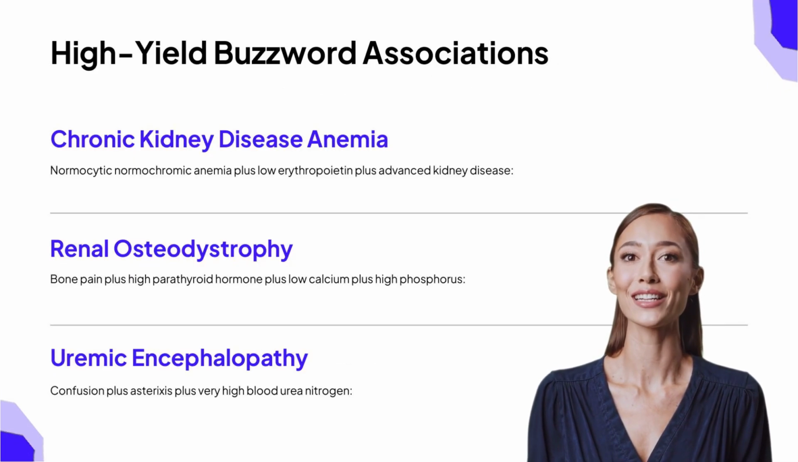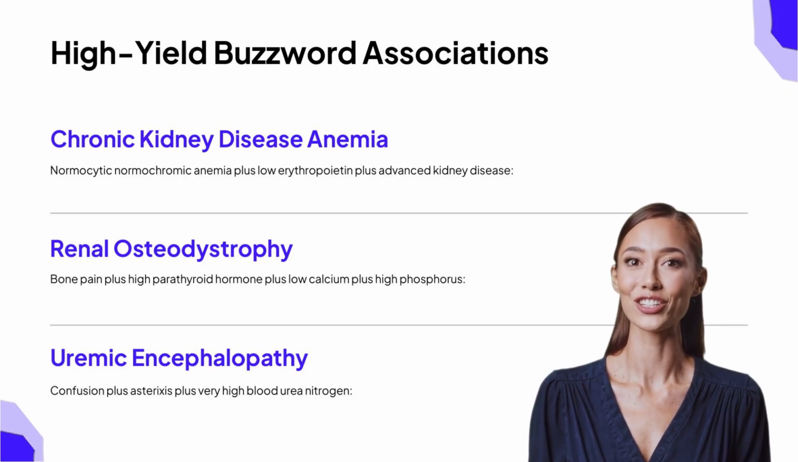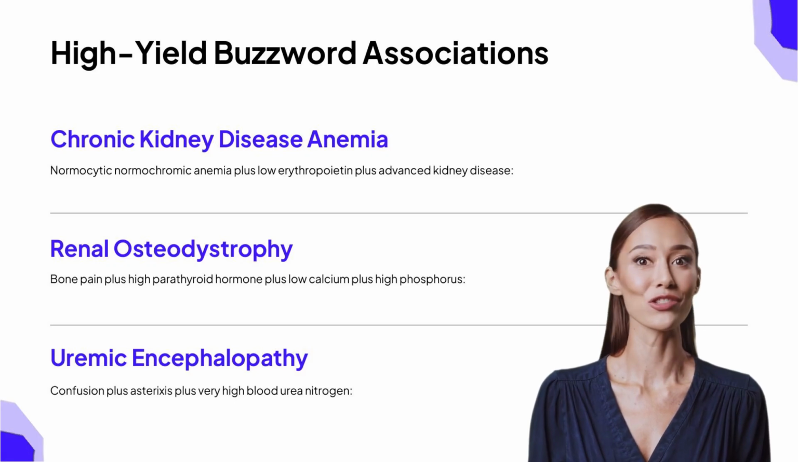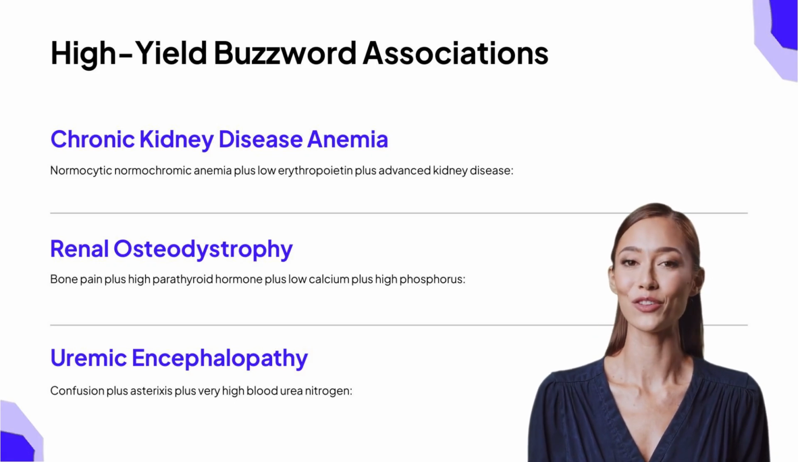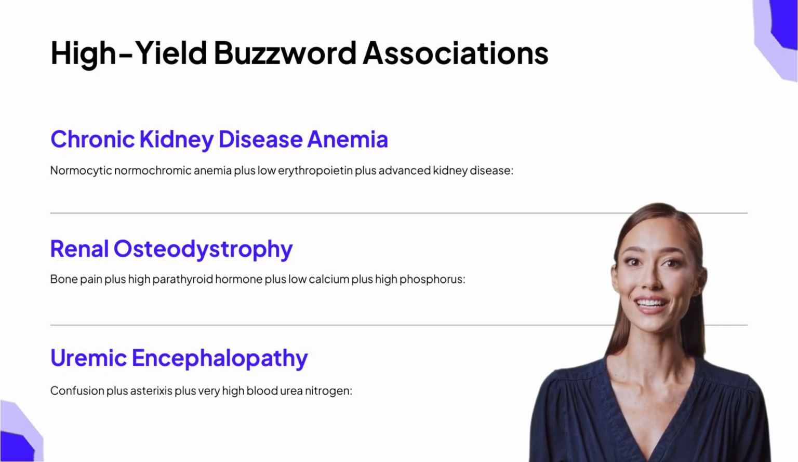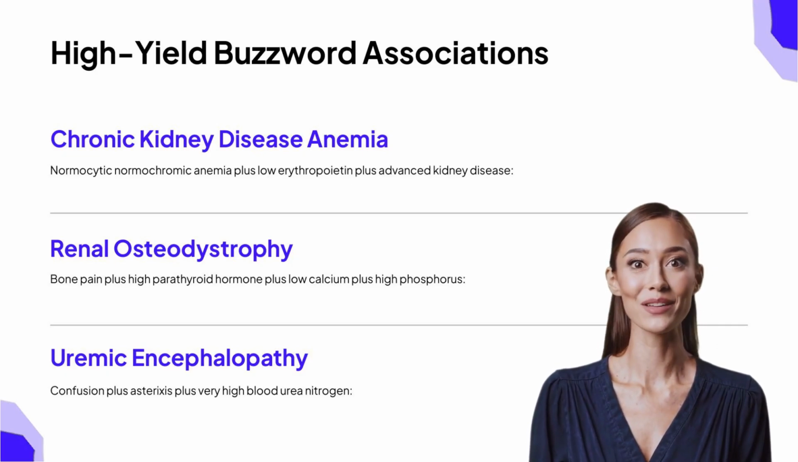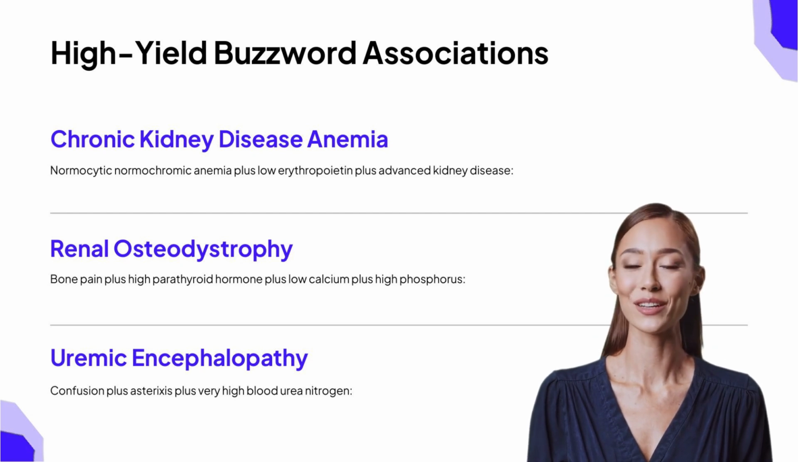Before we jump into cases, let me give you 3 buzzword associations that are worth their weight in gold. Number 1. Normocytic normochromic anemia plus low erythropoietin plus advanced kidney disease equals CKD-related anemia. Number 2, bone pain plus high PTH plus low calcium plus high phosphorus equals renal osteodystrophy.